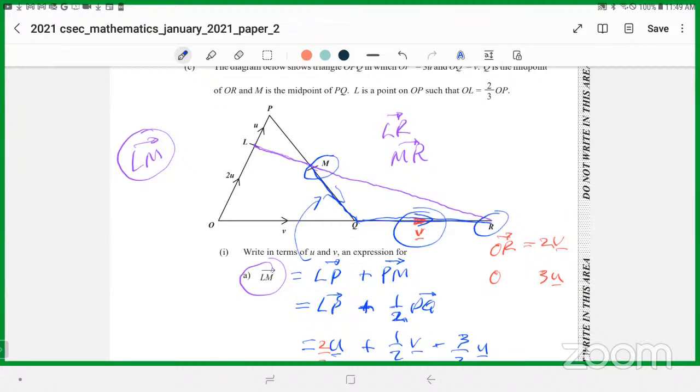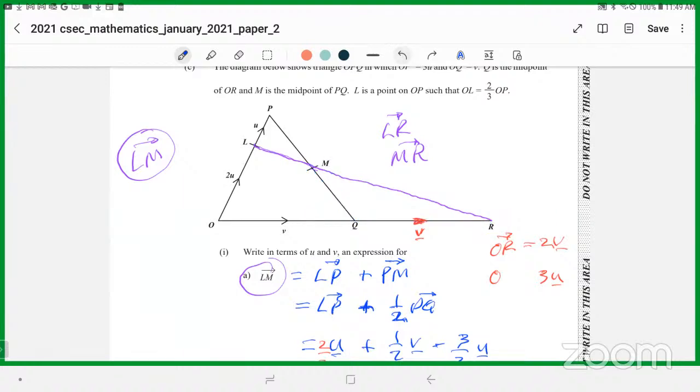I know it's half of the PQ, but I still would have to do some calculation if I'm using MR. So if I'm using MR, I'm going to have to calculate. So let me try LR instead. If I were to use LR.